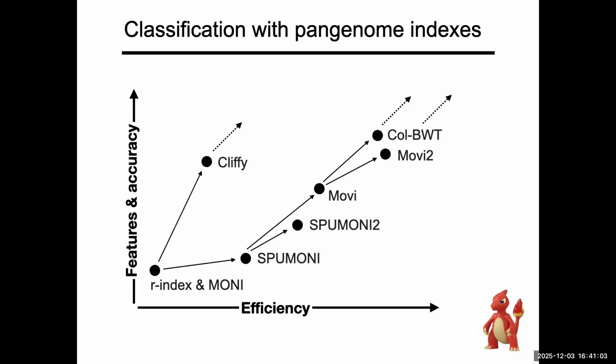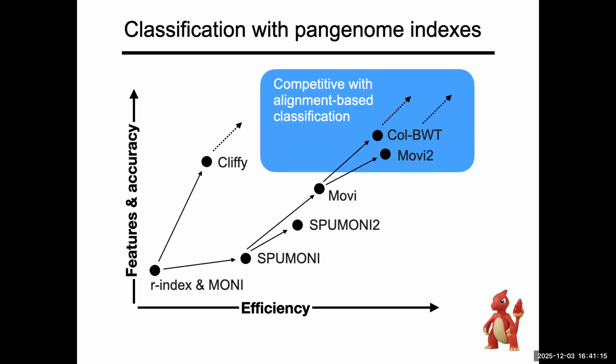Okay, so there's a cascade of work that came after that, too much to talk about, but I did organize it all on this one slide, and I want to highlight that it's all pushing in a certain direction. We're trying to get to the point where our r-index-based methods, our pangenome-based methods, are competitive with alignment-based methods in terms of how well they can do classification, right?